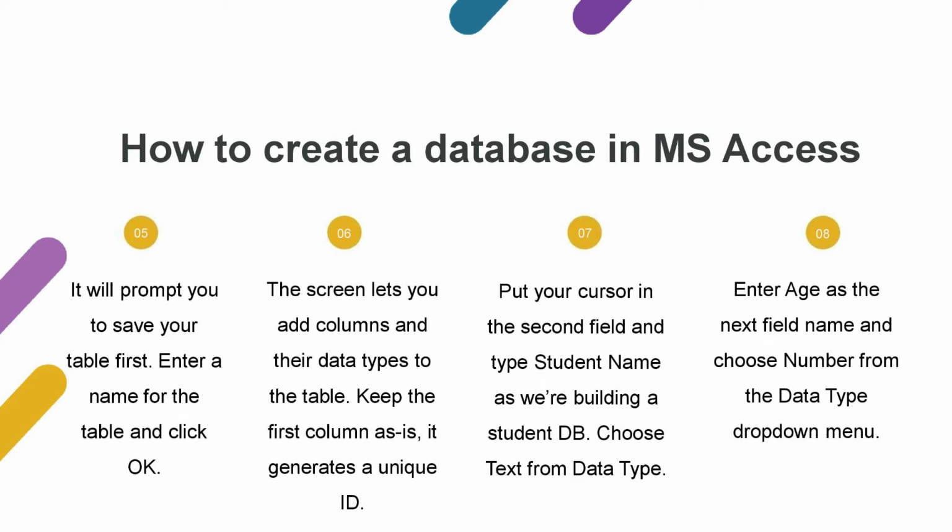Enter age at the next field name and choose number from the data type dropdown menu. So add any other field, any field type you want based on the institution rules and based on your field of study. Let me show you how to use the Microsoft Access.